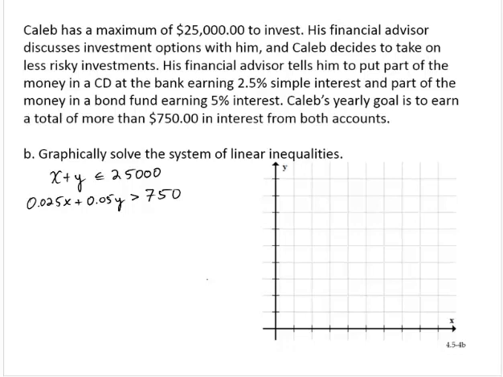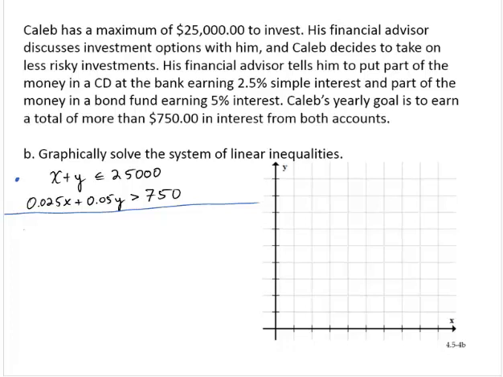So let's kind of think about this. X and Y are amounts of money invested. They can't be negative, so let's only consider positive values for X. Notice that I'm using only a first quadrant grid. And let's graph these like we've done before. I will graph the first inequality in blue.